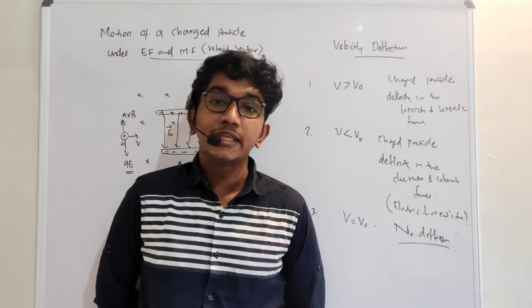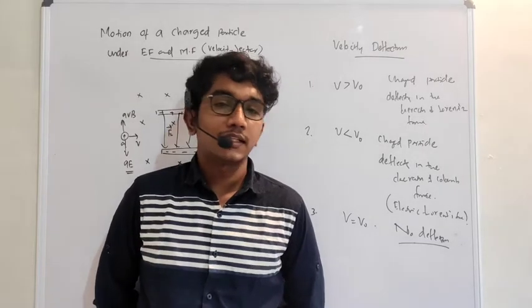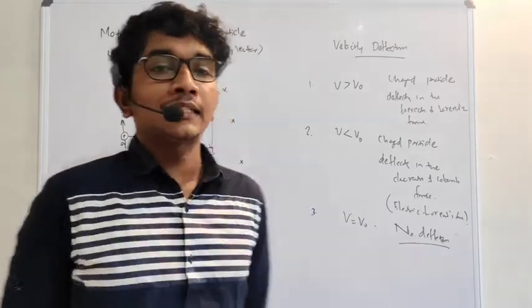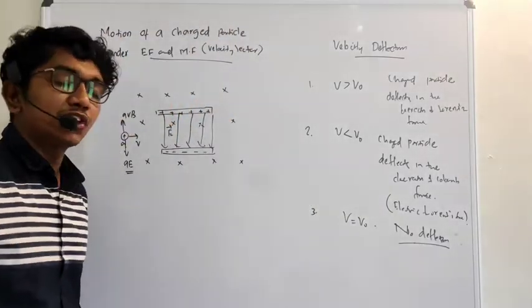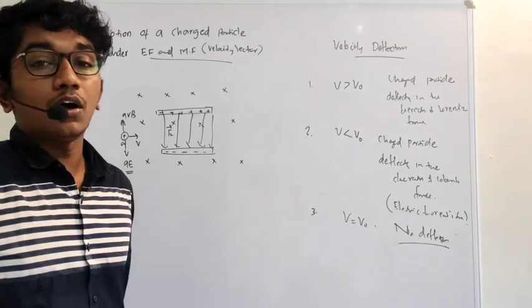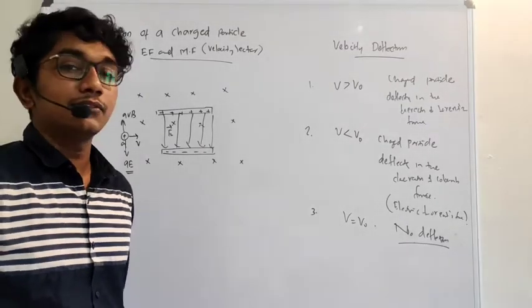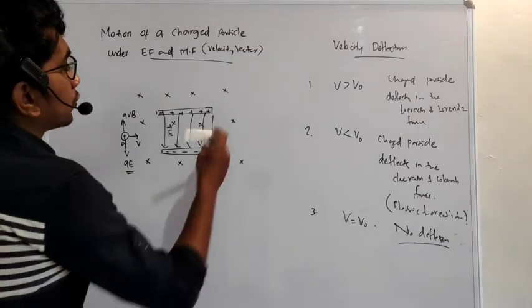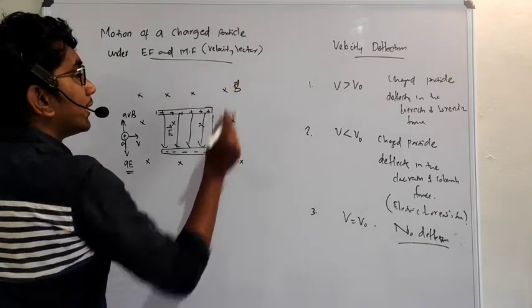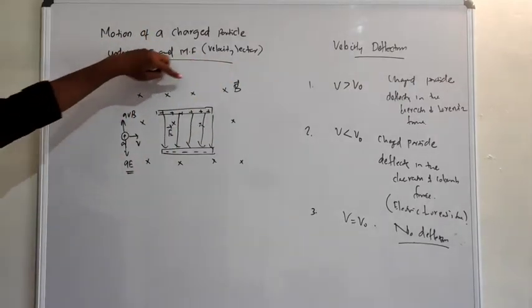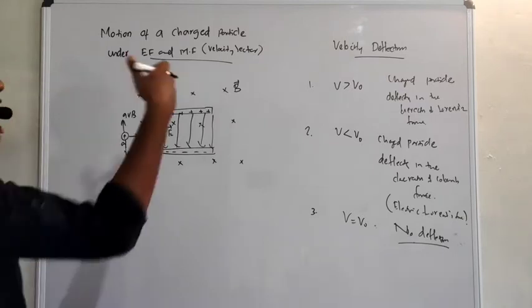F is equal to QE is a Coulomb force, no doubt in that, right? All right. So let's talk about the combined electric and magnetic force on a charged particle when it moves in an electric and magnetic field. Here I have given one magnetic field. What is the direction of this magnetic field? It is into the paper, inwards, right? So the direction is perpendicular to this plane.